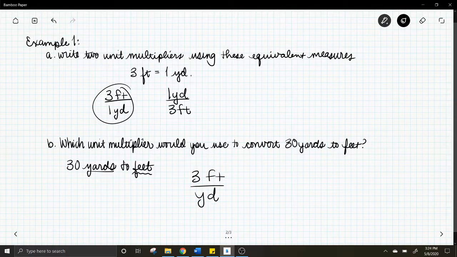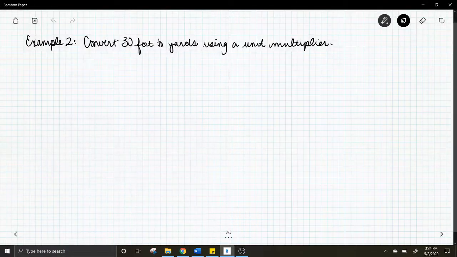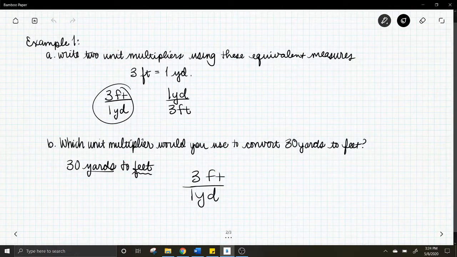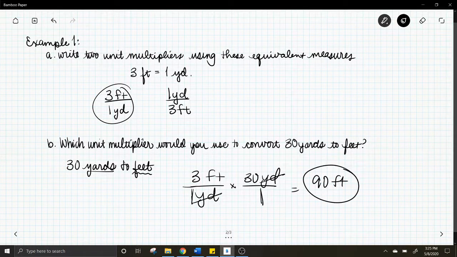Because if we were to multiply, which we're going to do in a second, you choose the one that has the unit you need. Let's do this one because it actually is different. So let's multiply by 30 yards over 1. So as you see, your unit of yards cancels out. So 3 times 30 is 90 feet over 1 times 1, which is just 1, so the answer would be 90 feet. You had those units cancel out.